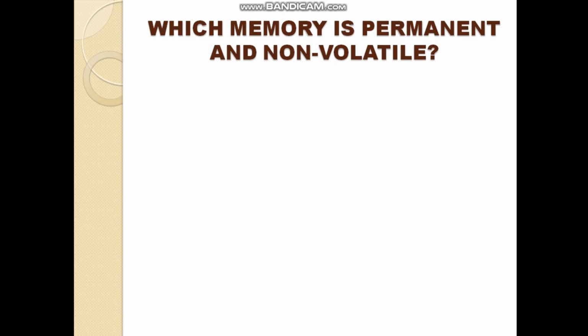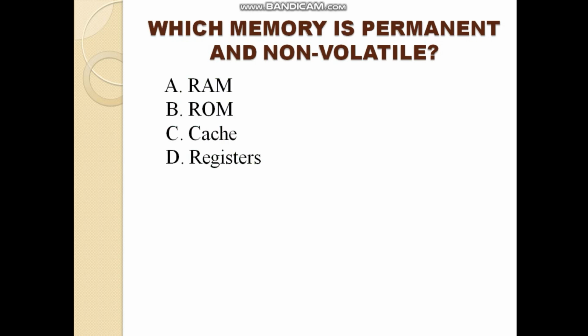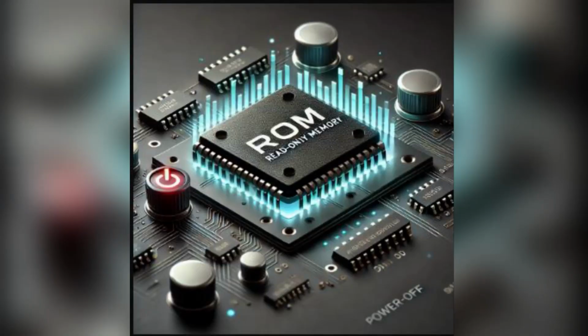Which memory is permanent and non-volatile? A. RAM. B. ROM. C. Cache. D. Registers. Answer: B. ROM. RAM retains data even when the computer is powered off.